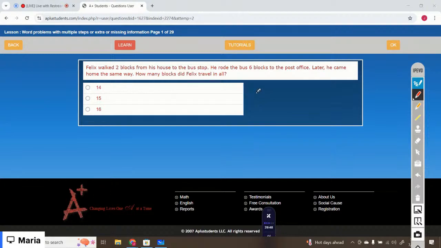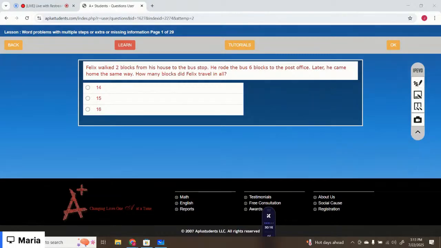So, 2 blocks from his house to the bus stop and he rode the bus 6 blocks to the post office. So, 2 plus 6 is 8. This is one way he went to the post office and then he came back the same way. So, 8 plus 8 makes 16. Option number 3 is the correct option.